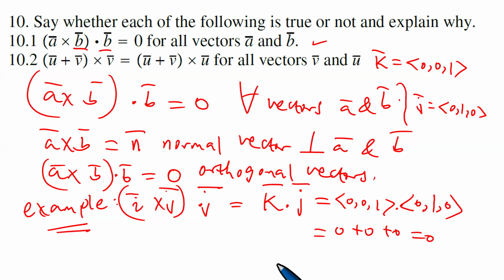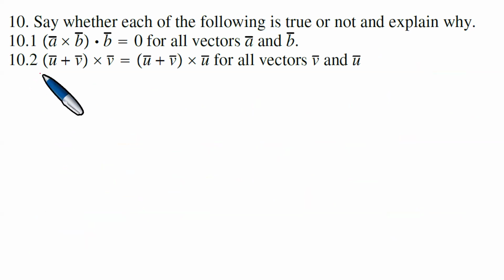So what do you think? 10.2, I hope you're able to see that. We have vector u plus vector v cross vector v. Is it equal to this for all the vectors? True or false? False. Well done. Thank you. So this one is false.